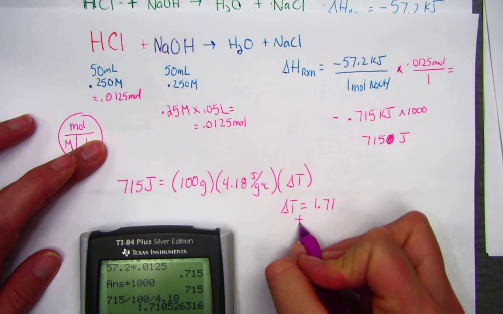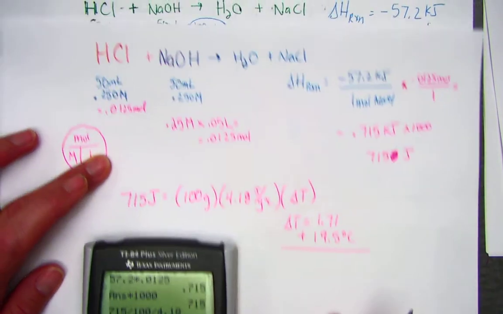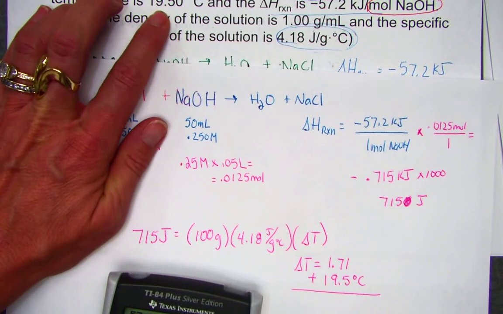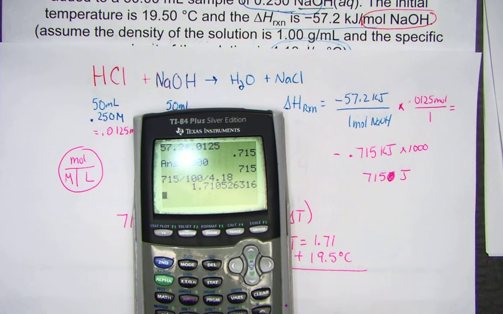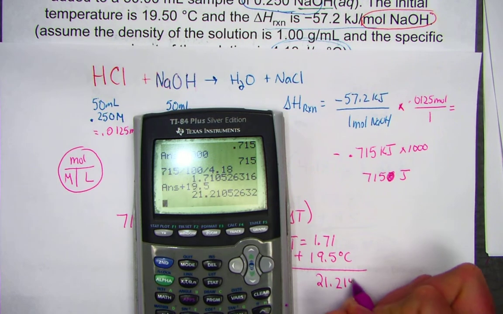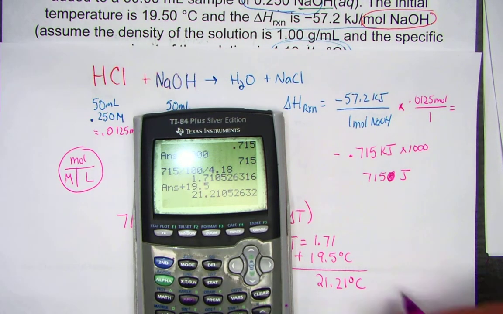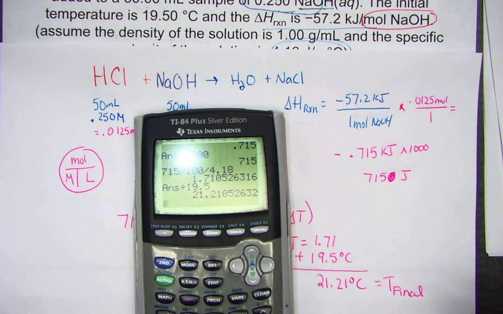If the water started at 19.5 degrees, as our problem read for us, and again that's being pulled from up here, 19.5, the final temperature comes out to be 21.21 degrees Celsius. That makes so much more sense because water should warm up a little. It has such a high heat capacity.